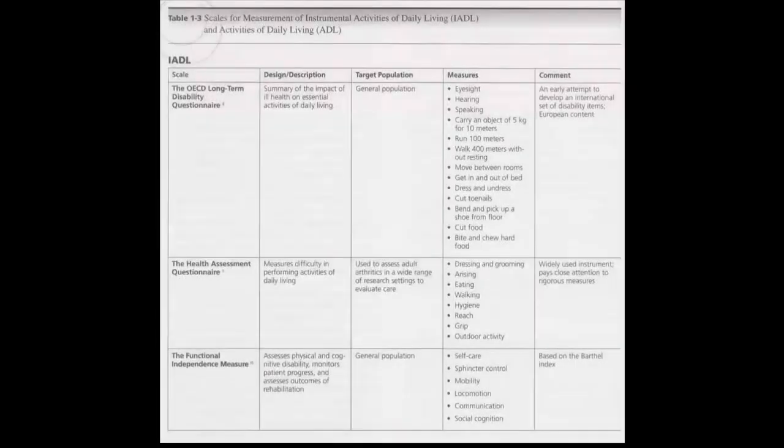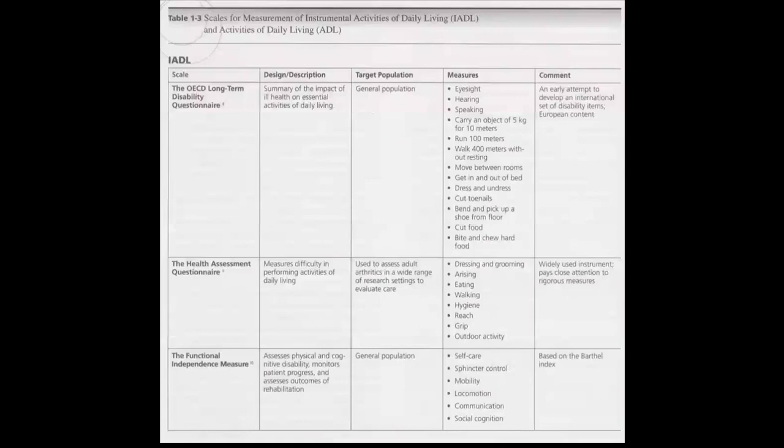So here's a few examples of activities of daily living. There's a lot of different activities of daily living charting. You can see here, it has different scales up here on the left-hand side. The OECD long-term disability questionnaire, okay? You can see the second one, it says health assessment questionnaire. That's the one that we typically use.